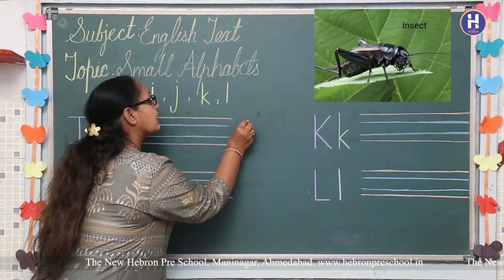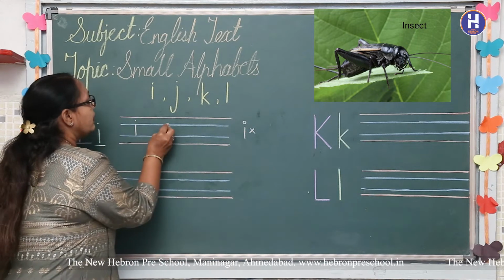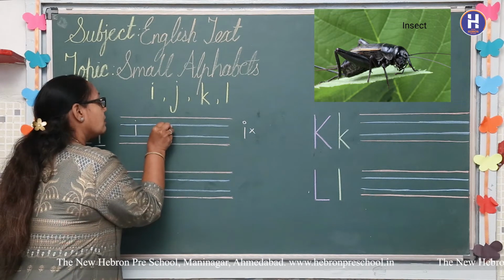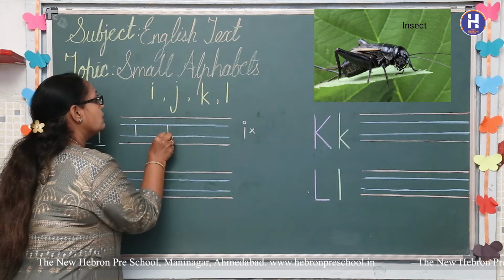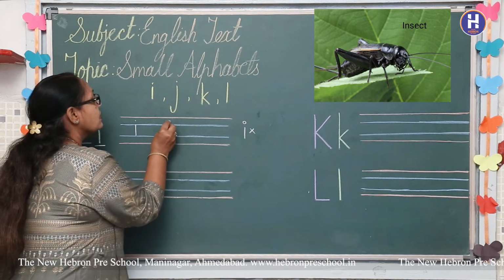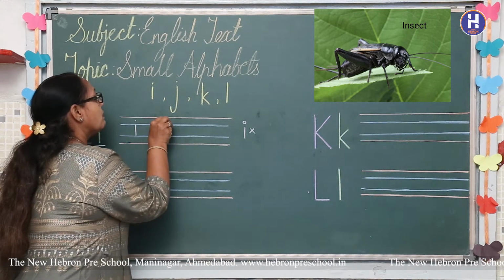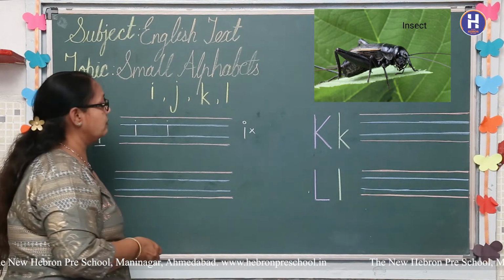You don't have to write I like this. You should not make a circle on top. What you will do? Write small I between two blue lines. Make a standing line first and then you have to make a dot between red to first blue line.